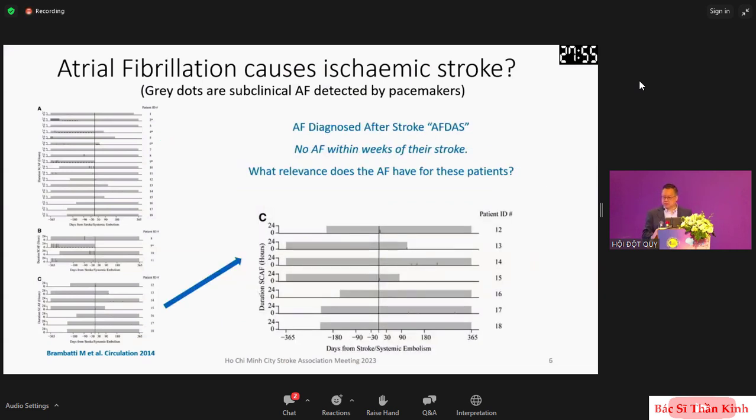And then there are these patients. These are the patients that we admit with a stroke, and we test and we find atrial fibrillation. In this group of patients, we know they did not have atrial fibrillation before the stroke, but after the stroke, we find the atrial fibrillation. Does that mean the atrial fibrillation was the cause of their stroke?